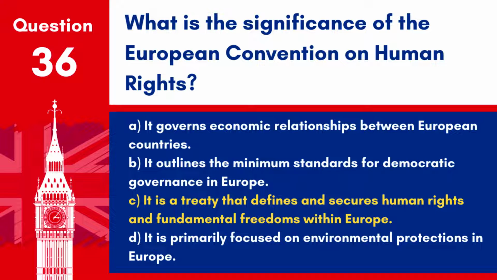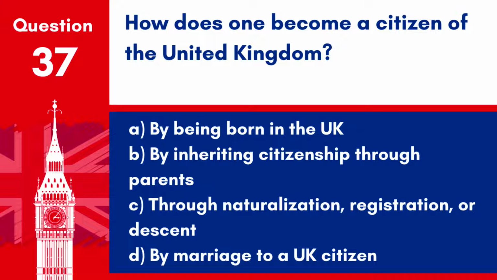Answer. C. It is a treaty that defines and secures human rights and fundamental freedoms within Europe. The European Convention on Human Rights is significant as it aims to protect human rights and fundamental freedoms, providing a mechanism to enforce these rights among the signatory states. Question 37. How does one become a citizen of the United Kingdom?